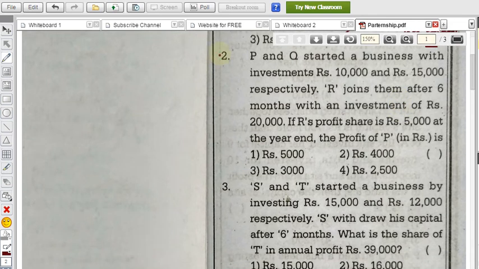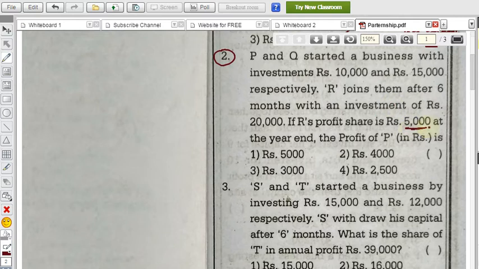Let's see question number 2. P and Q started business with investments of 10,000 and 15,000 respectively. R joins after 6 months with the investment of 20,000. Everybody invested, but the time period is different. If R's profit share is 5,000 at the year end, the profit of P is dash. So R's profit is given.